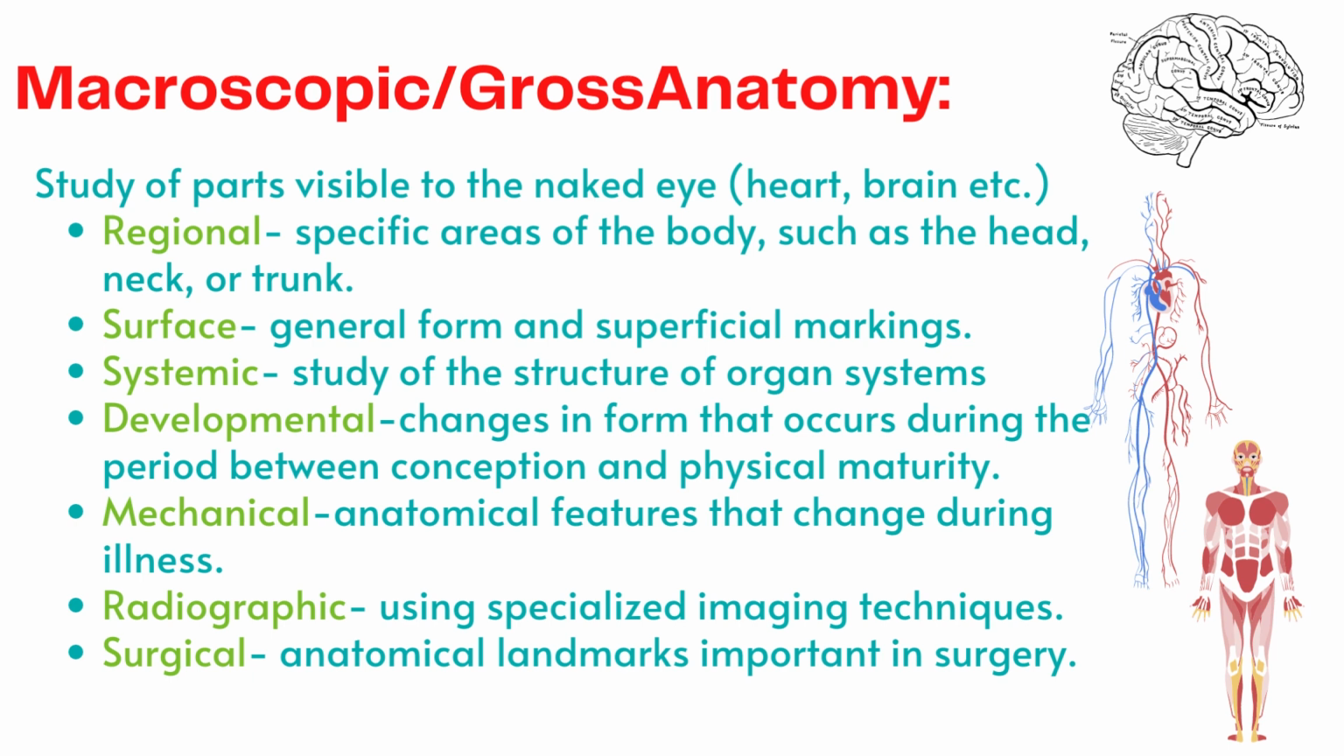And then we have the third subdivision, which is systemic anatomy. Under systemic anatomy, you study the structures of the organ systems. So you tend to look at the various organ systems. We usually have 11 body organ systems, ranging from the integumentary system, nervous system, the cardiovascular system, all those systems incorporated.